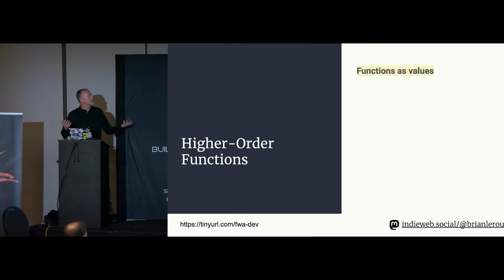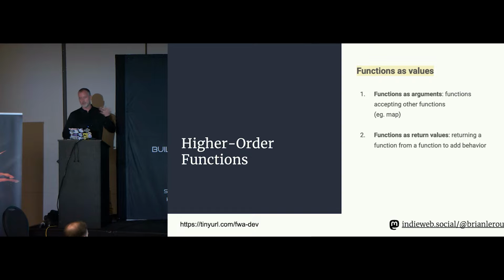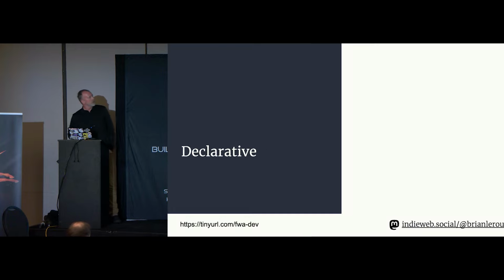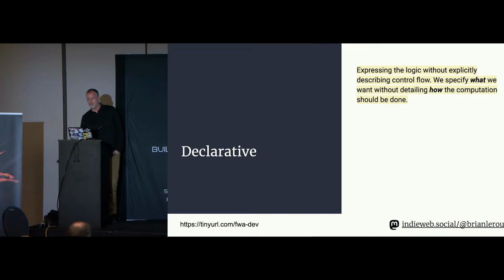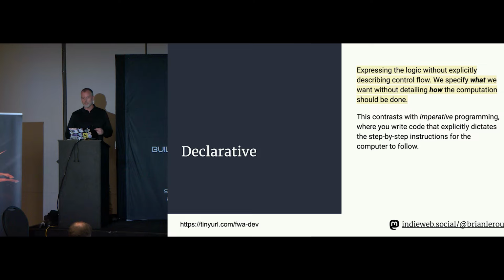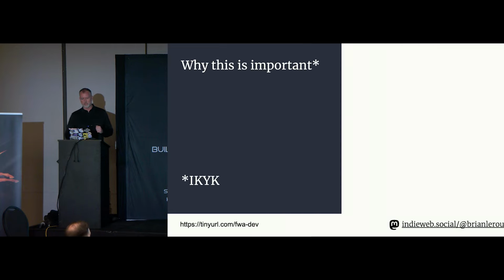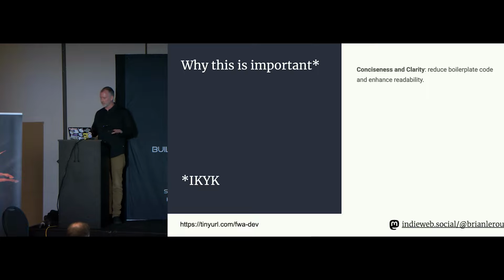Higher order functions, these are just functions as values. So these are functions that take functions as arguments and functions that return functions as values. Oh yeah, and declarative, so important. Expressing logic without describing the how. So what we want to do, not how we want it to be done. This contrasts strongly with imperative programming, where you have to tell step-by-step instructions, which is typically quite brittle. So I know you know this stuff, but these are really important bits to kind of set the stage for what we're gonna do here.